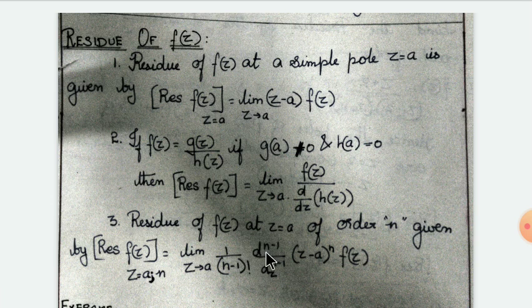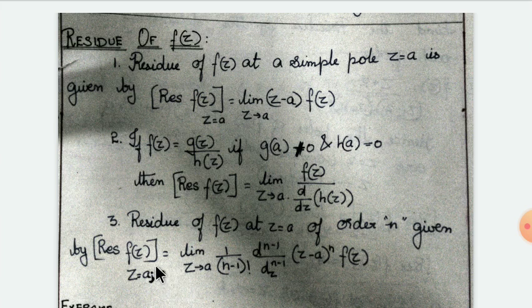What is the meaning of this one? Suppose the order is n, we differentiate n minus 1 times with respect to z of the term (z minus a) whole power n into f of z. So this is actually the general formula to estimate the residue value.